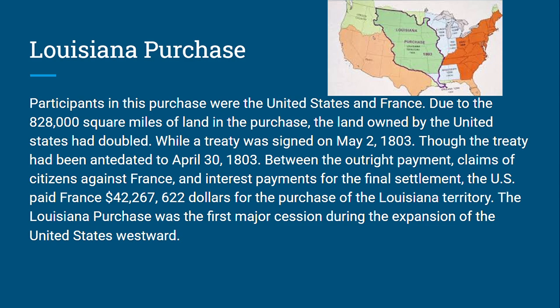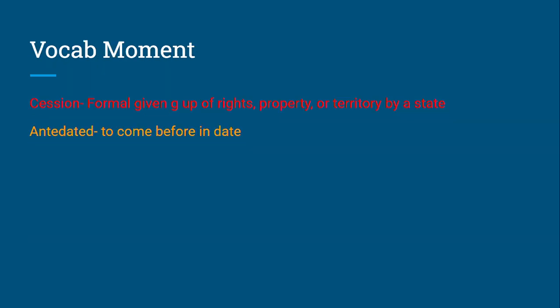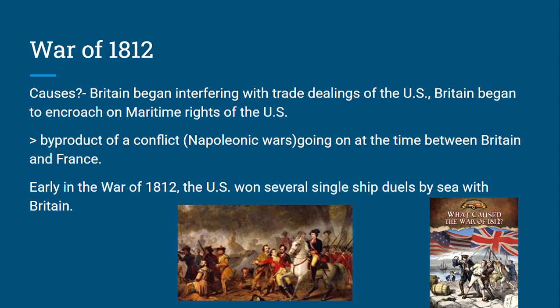The Louisiana Purchase was the first major cession during the expansion of the United States westward. Another quick vocab moment. So cession is the formal giving up of rights, property, or territory by a state, and antedated is to come before in date. The War of 1812. The causes include Britain began to interfere with the trade dealings of the U.S., and Britain also began to encroach on maritime rights of the U.S.